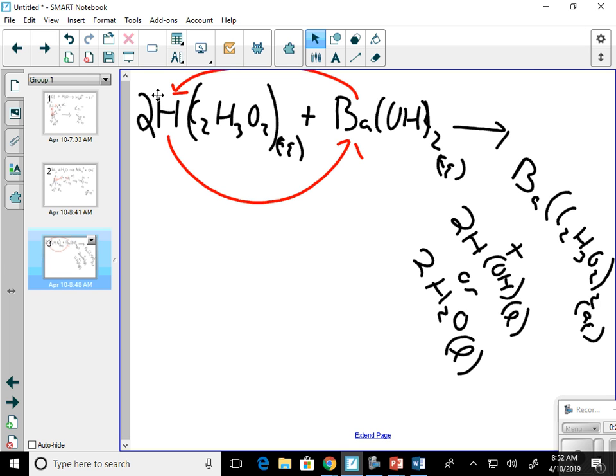When we taught you double displacement, we said you had to make a solid, a precipitate. Remember using the solubility table? Technically, you have to make something that isn't aqueous. So making a pure liquid like water, or a pure gas, would also mean that reaction occurs. So this is the simple type of neutralization reaction.